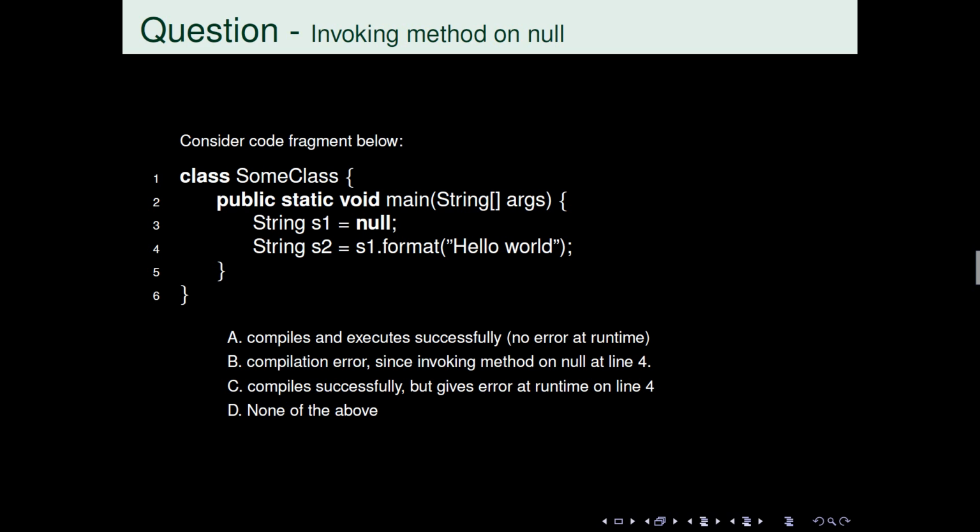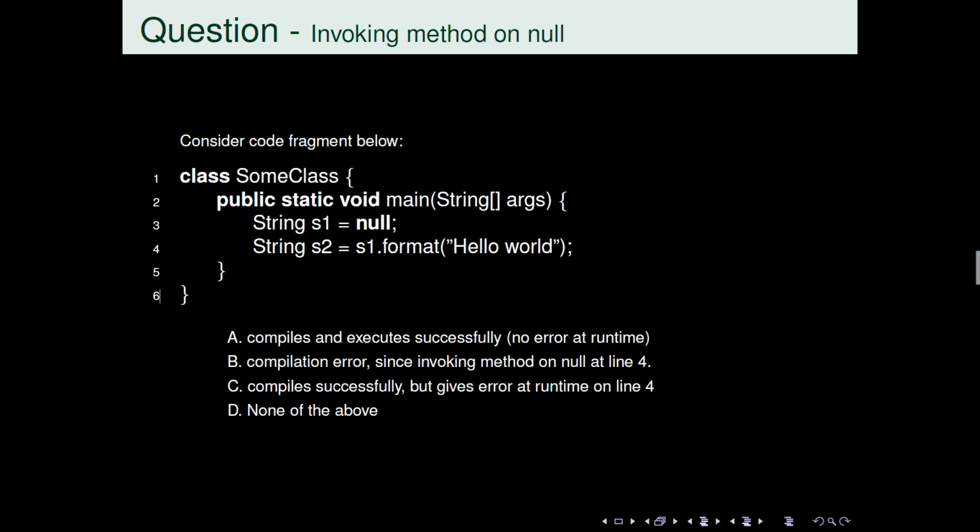See, the compiler allows you to use a variable of a particular type instead of using the type name. Even if you say s1, it understands that s1 is of type string. And since format is a static method, though you write it as s1 dot format, it actually gets resolved into string dot format. So yes, option A is the correct answer. It would compile and execute successfully.